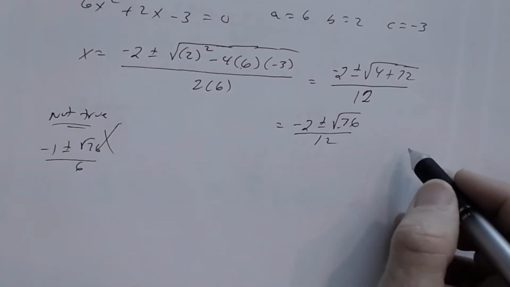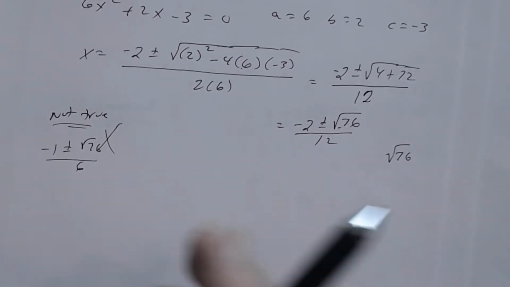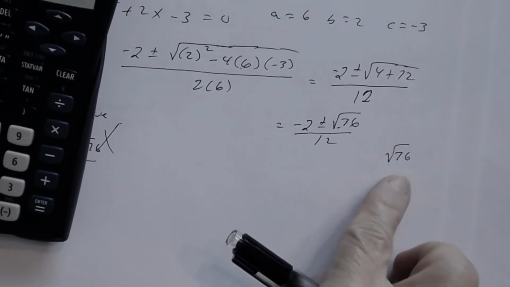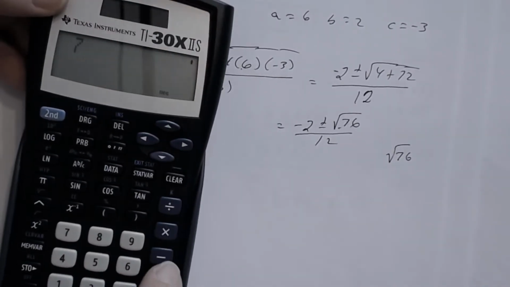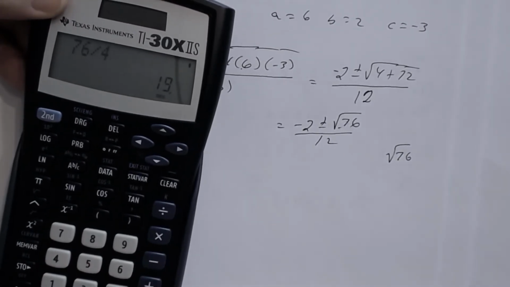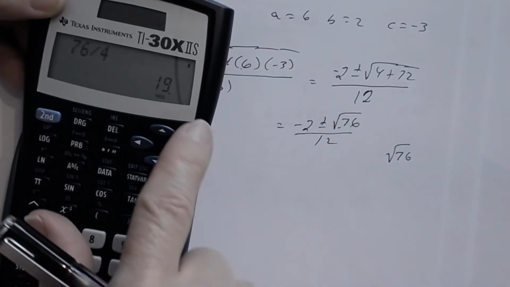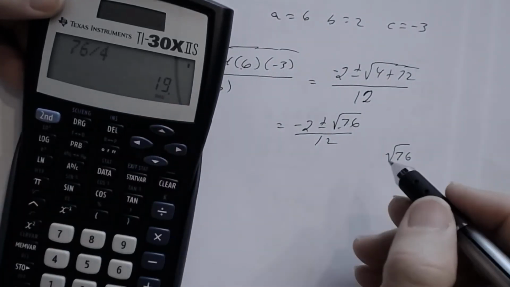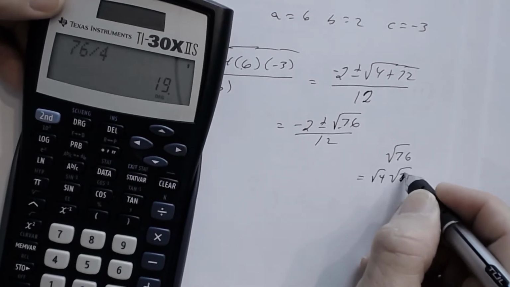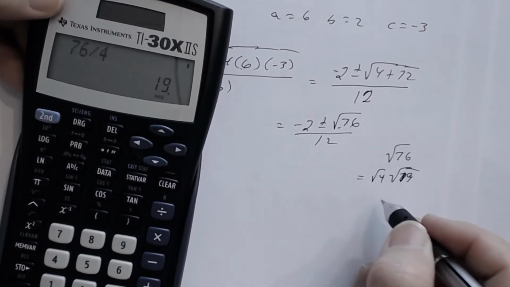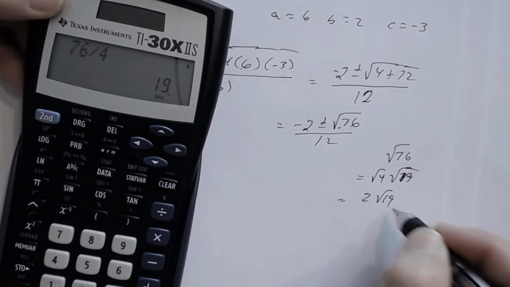If we can simplify this, let's talk about the square root of 76. Is there a perfect square other than one that goes into 76? Let's see if 4 will go into 76. 76 divided by 4 gives me 19, and 19 is a prime number. So 19 times 4 is 76, and I cannot simplify the square root of 19. So this becomes the square root of 4 times the square root of 19. The square root of 4 is 2, so that's 2 square root of 19.